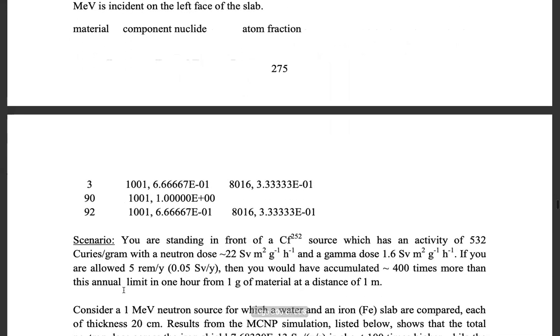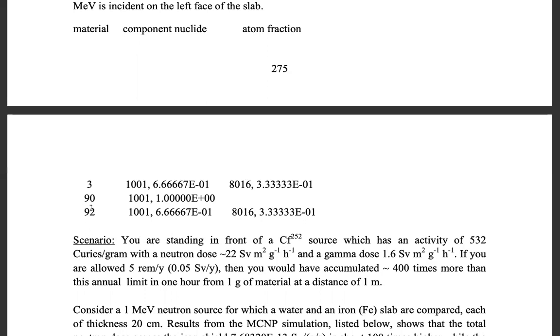Okay, so let's start with water. Now, let me give water the material number 3. And so water is H2O, so hydrogen is 1001 is the ID. Oxygen is 8016. And you know that water molecule has 3 atoms, 2 are hydrogen, 1 is oxygen. So the atomic fraction of hydrogen is 2 out of 3, which means 0.666667. And the atomic fraction of oxygen is 0.33333.